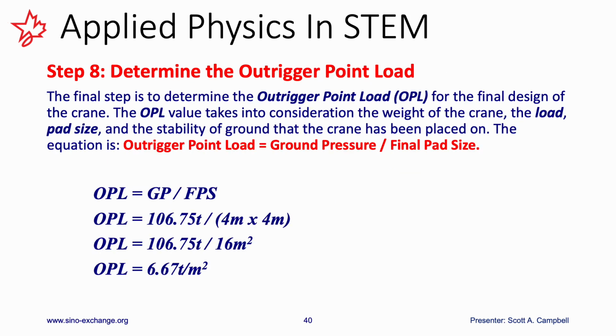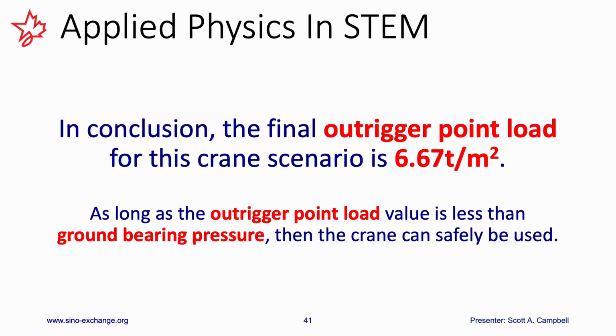After we determine the outrigger point load, which is determined by taking our ground pressure and dividing that by our final pad size, this is then compared to our ground bearing pressure in a final safety check. Therefore, provided that the outrigger point load is less than the ground bearing pressure, the crane can be safely operated.